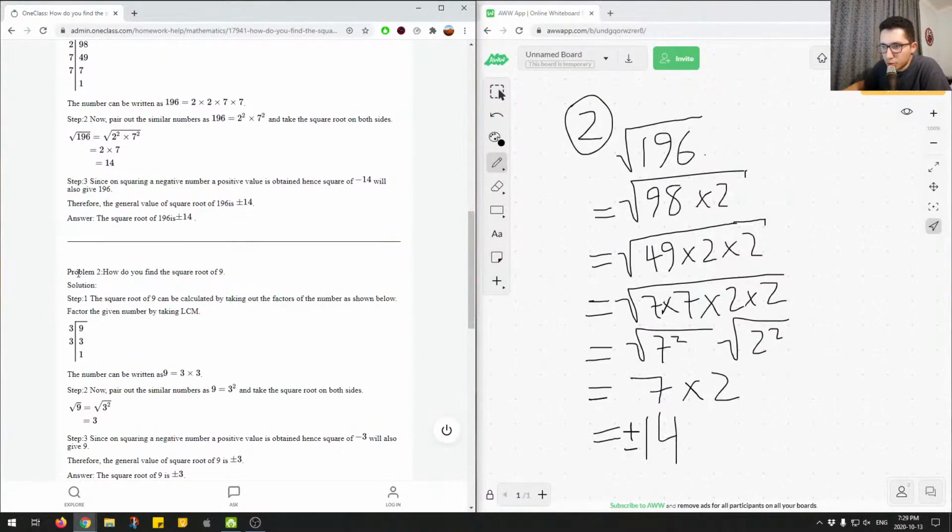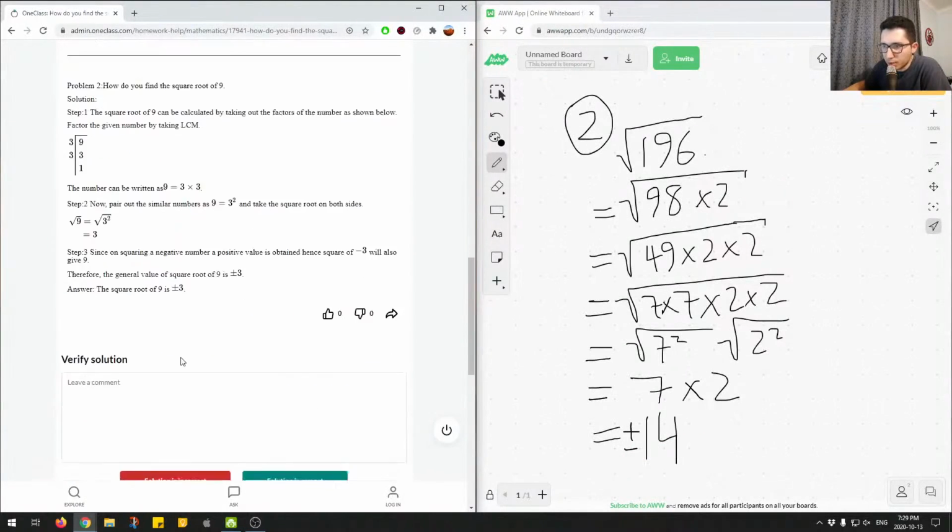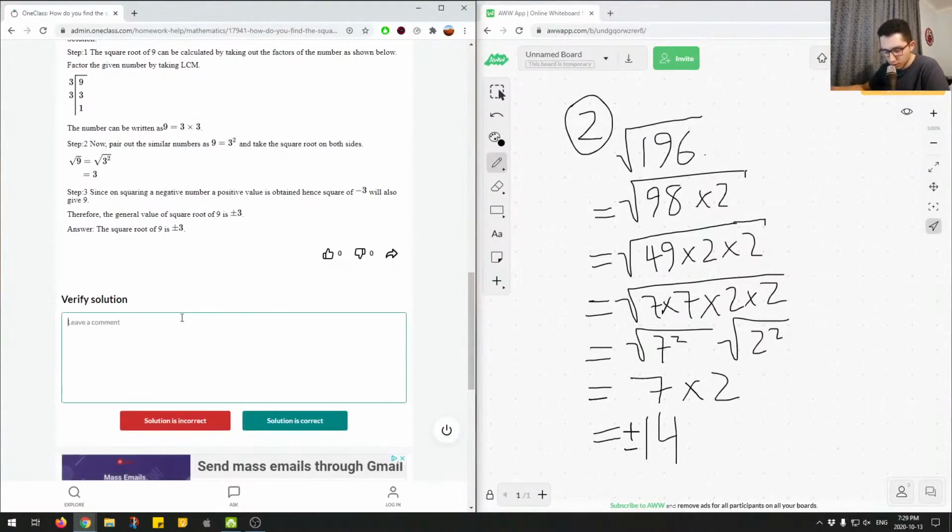Another example that the junior tutor goes through is the square root of 9. This is also a pretty straightforward one. Okay, so we'll mark this solution as correct. Great job. Correct answer. Okay, let's move on to the next question.